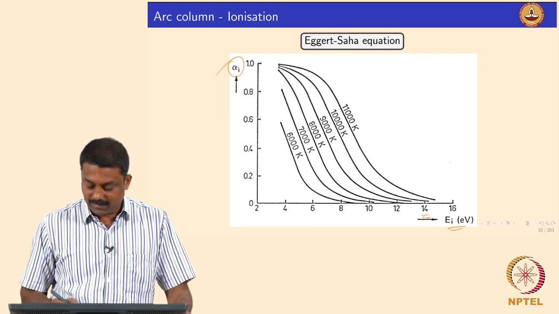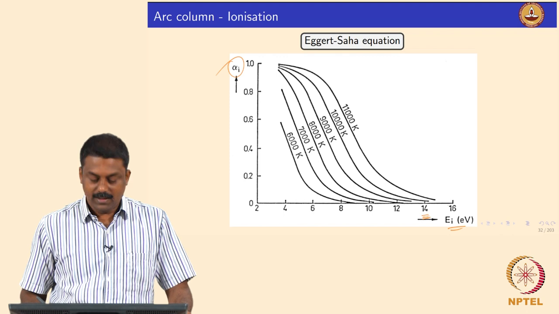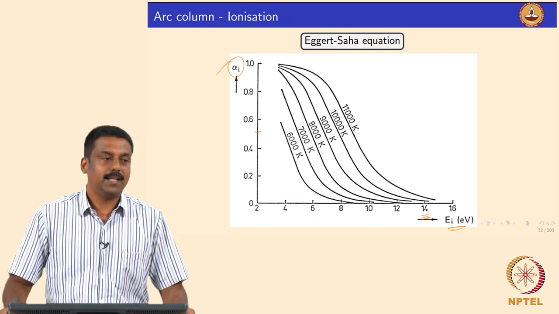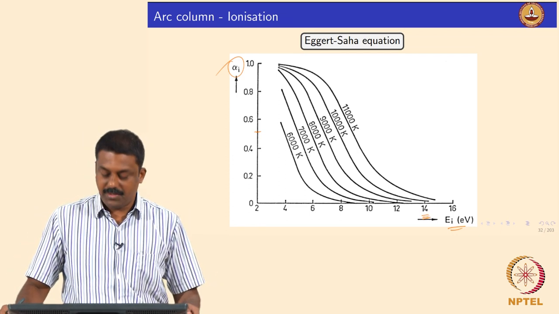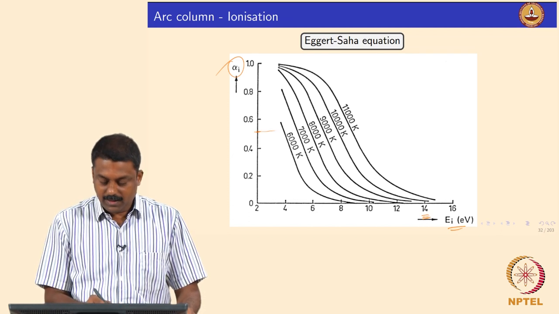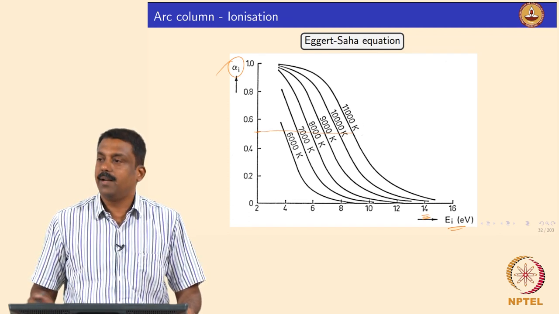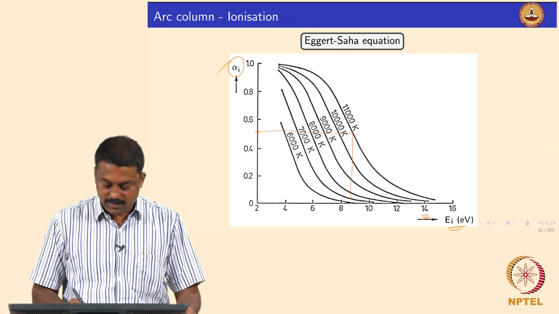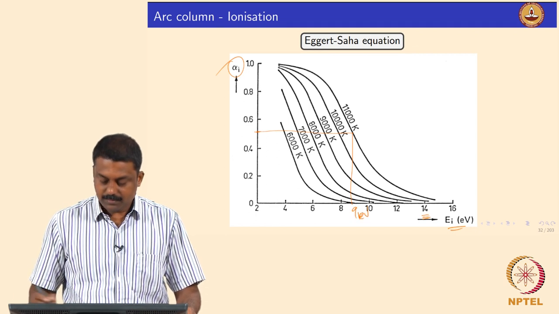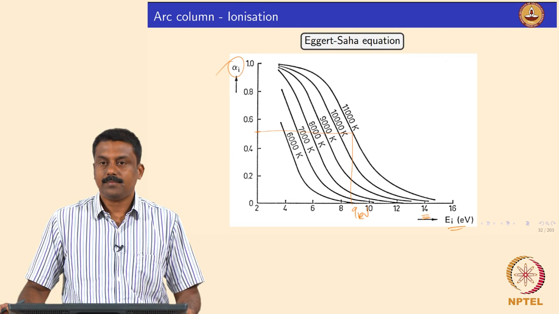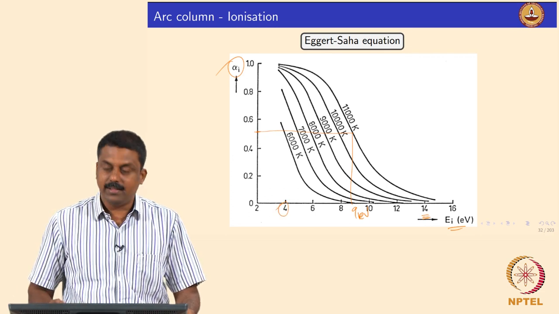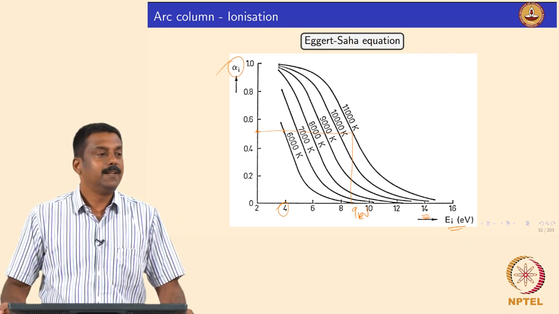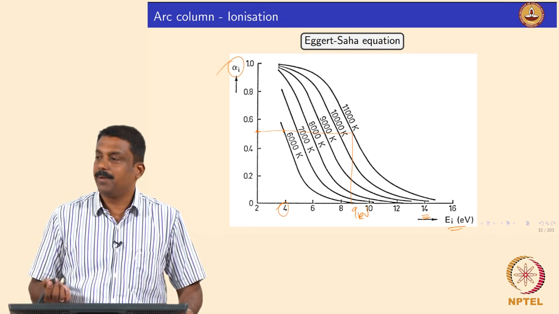What does the curve say? For example, if you want half of the gas atoms ionized, 50% ionization, you need to increase the gas temperature to about 11,000 Kelvin if your ionization energy is about 9 electron volts. If a gas has a very low ionization energy, you can ionize half of the gas atoms at a much lower temperature, around 6,000 Kelvin.